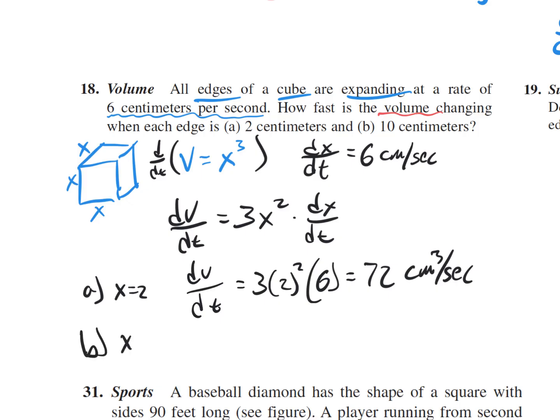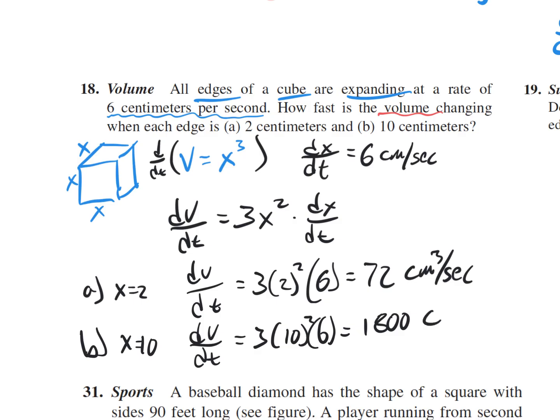And when x is 10, we have dV/dt, and that's going to be 3 times 10 squared times 6. And that would be 10 squared is 100 times 3 times 6. That would be 1800. 3 times 6, that is, I think I said 8. Cubic centimeters per second. Okay.